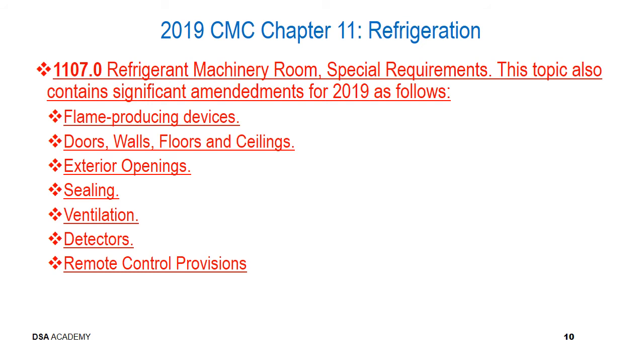For the refrigerant machinery room, there's also special requirements, and this topic also contains significant amendments for 2019 as follows. There's the flame-producing device considerations, doors, walls, floors and ceilings, exterior openings, ceiling, ventilation, detectors, and remote control provisions.